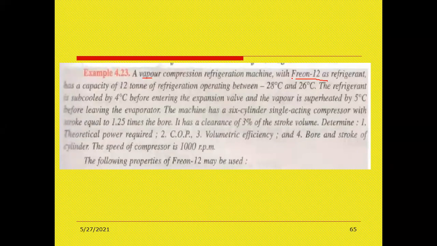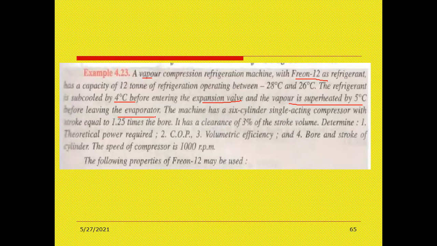Now, it is subcooled at 4 degrees centigrade before entering the expansion device, and the vapor is superheated by 5 degrees centigrade. So the subcooling is 4 degrees centigrade and the superheat is 5 degrees centigrade before leaving the evaporator. The machine has a 6-cylinder single acting compressor.